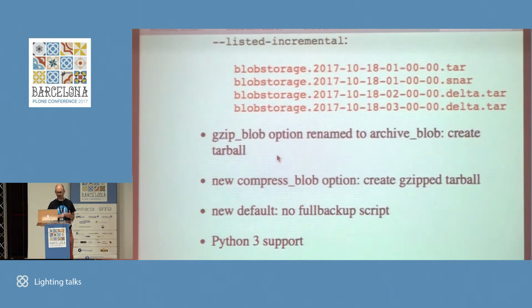By default, there are no full backup scripts created anymore. You can still if you want to, but I don't think many people use that. And there's now Python 3 support. It might help if you use a plone.recipe.zope2instance recipe which works with Python 3, which I don't think exists yet, but the work has been done in the recipe backup, so go make some backups. Thank you.